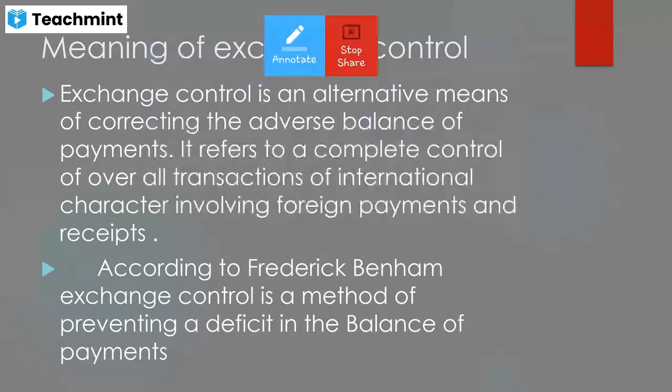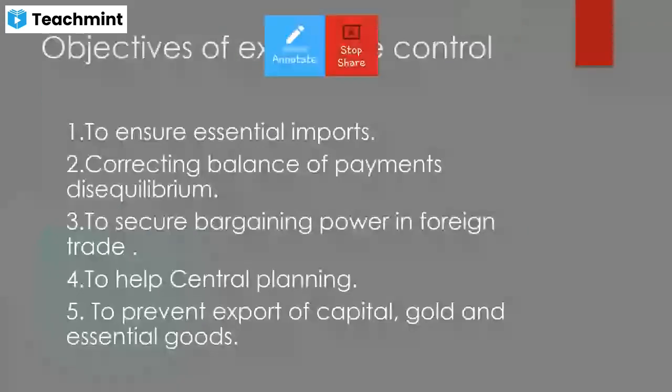Okay, what are the objectives of exchange control? Why to control the transaction of the foreign currency? This is the big question.